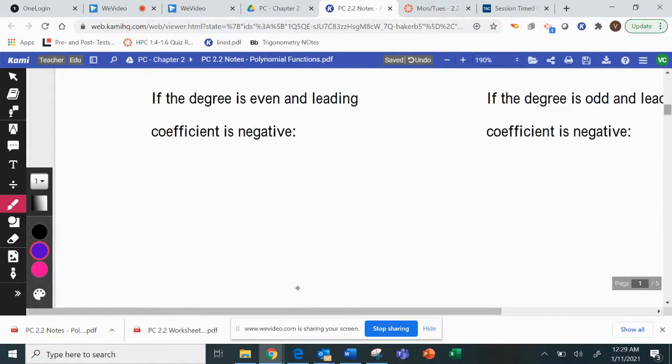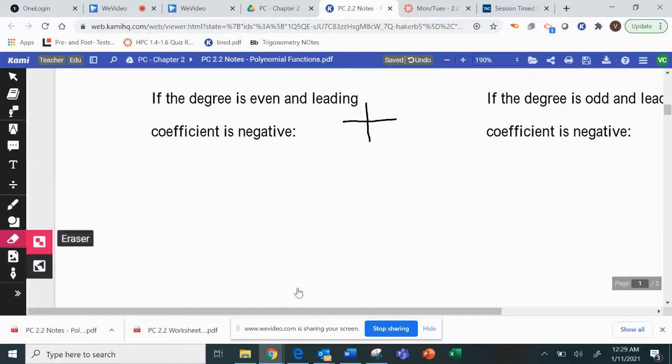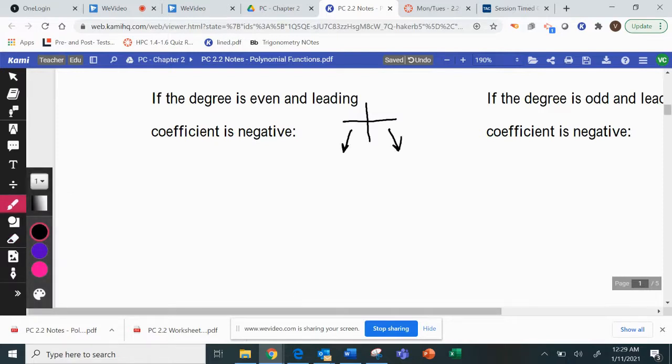So the next one, if the degree is even and the leading coefficient is negative. So I'm thinking a parabola that opens down, but it's not always a parabola. So I don't know what's going on in the inside of this. I'm going to erase this. I don't know what's going on the inside. All I know is that the ends are going to be pointed down.